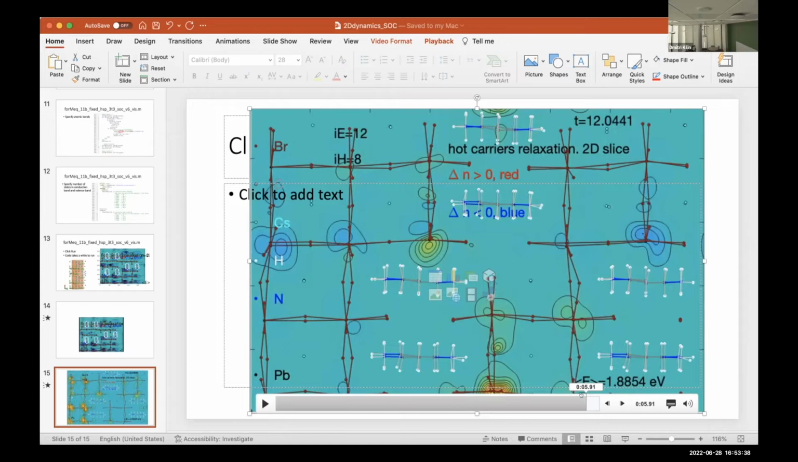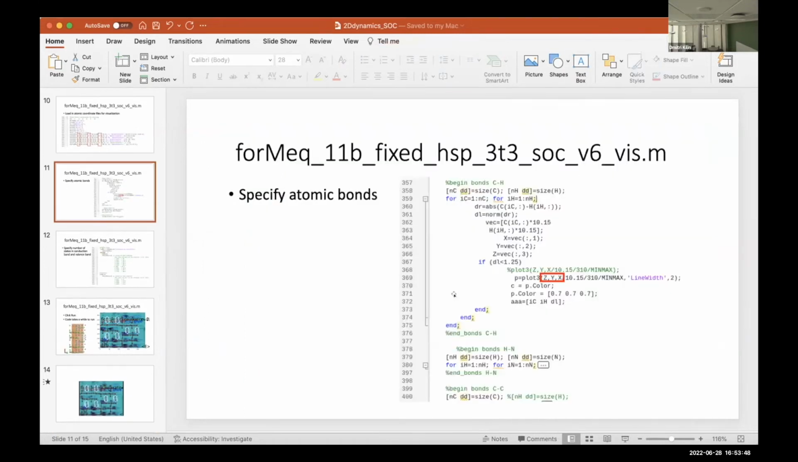Why do you need to specify the atomic bonds? Because that's how they're drawn. So if you look, this line right here is actually specifying a cutoff distance, and this part right here is specifying that, if it's within that cutoff distance, it plots the bond. So it plots a vector. Okay, so you're just artificially connecting them together. Yeah, we're just artificially connecting them.